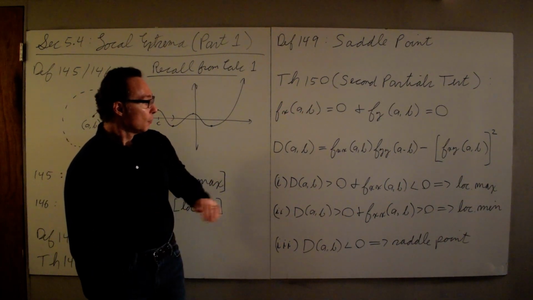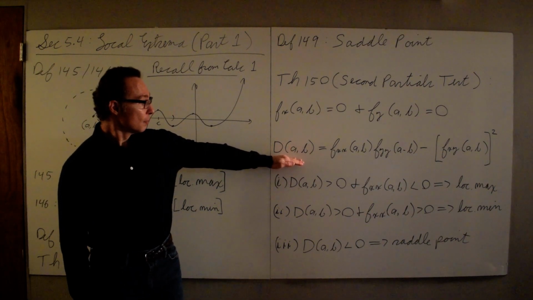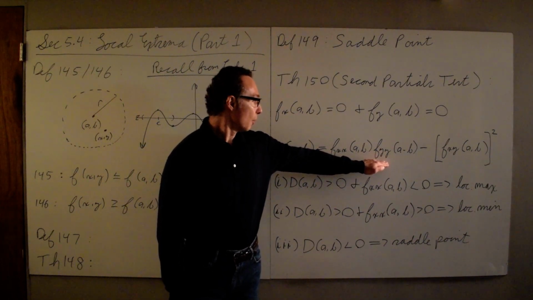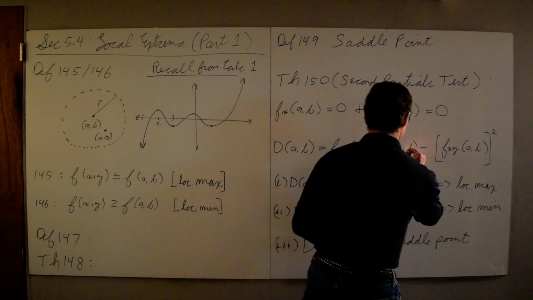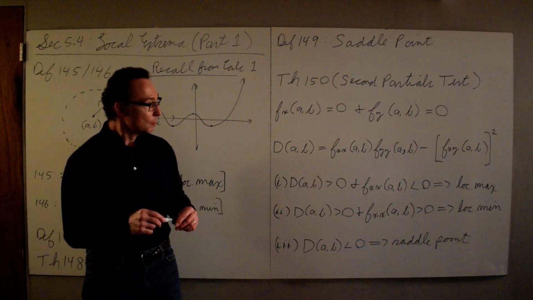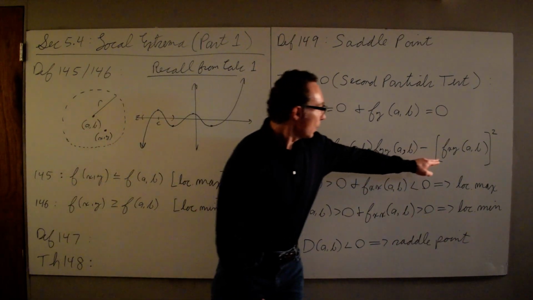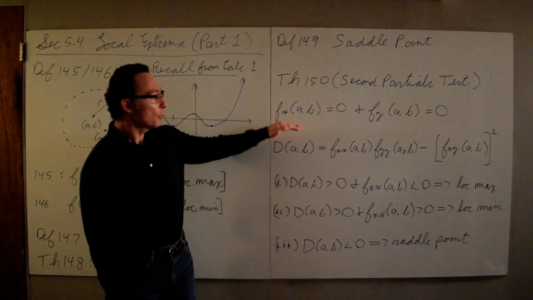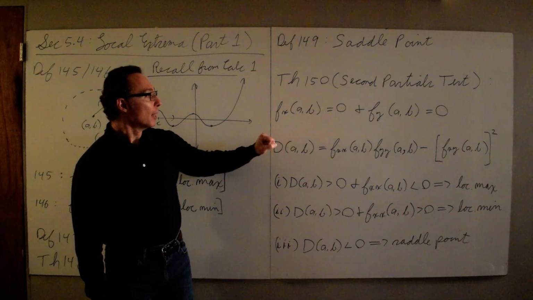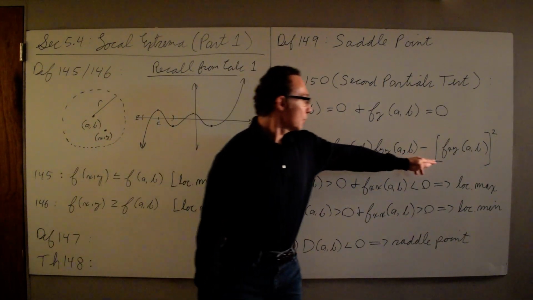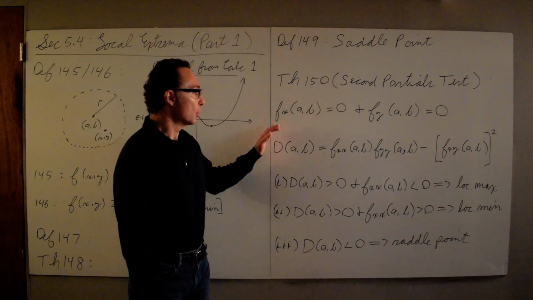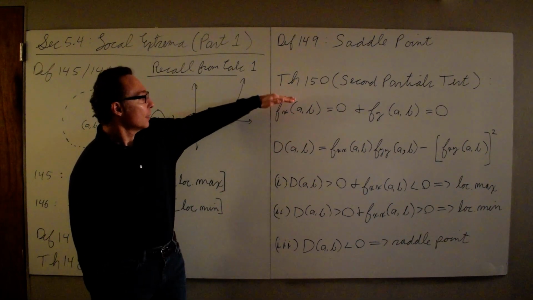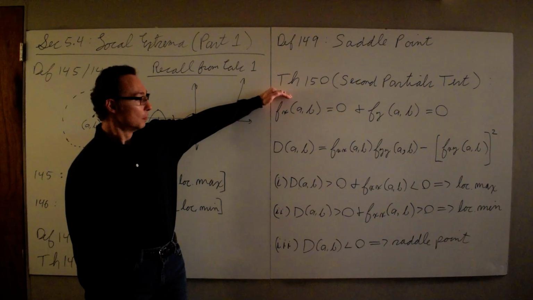Then, at (a, b), we calculate this number here. We have the second partial f sub xx times the second partial f sub yy of (a, b) minus f sub xy of (a, b) squared. In the context of the theorem, I didn't state the whole theorem, but by the hypothesis of the theorem, f sub xy and f sub yx will be the same for this particular type of function. That's not always true, but it will be true in this case. So I did not write the whole second partials test here.